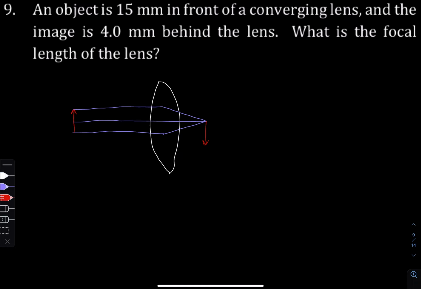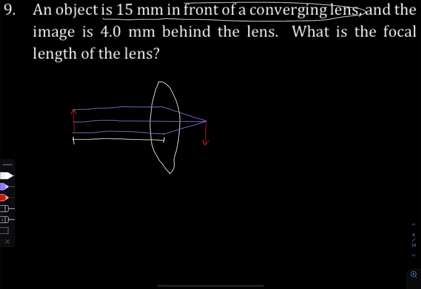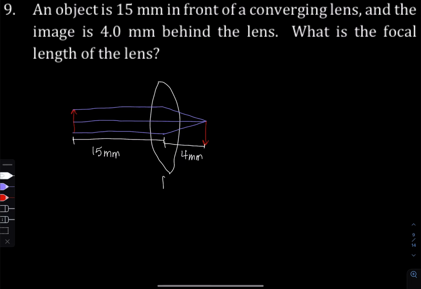Now, the distance of the object, they say it's 15 millimeters in front of a converging lens. This is 15 millimeters, and the image, which is over here, the distance of that is going to be 4 millimeters. So they're asking what is the focal length. So again, the equation. Again, the reason I draw these diagrams is not because you need to draw them every time, but just to reinforce the conceptual understanding of it.